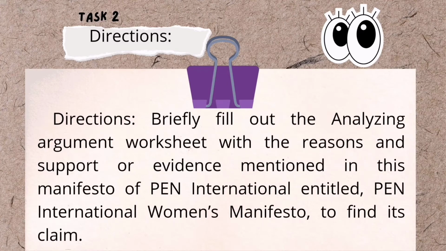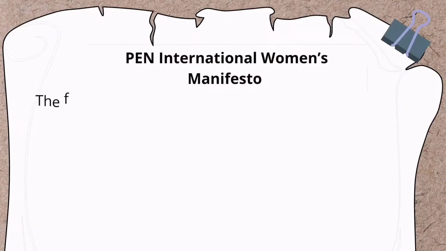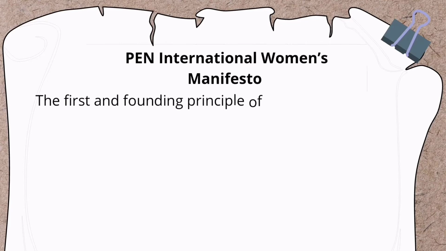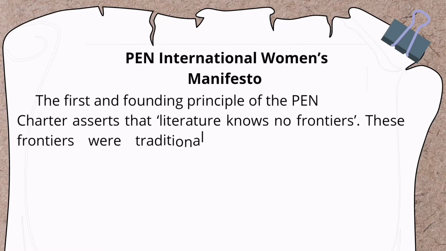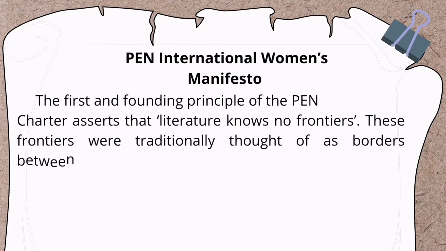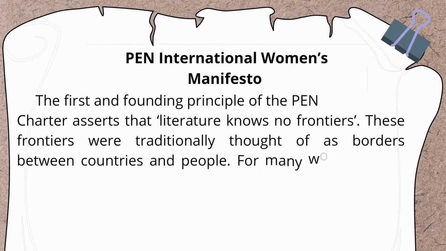Directions. Briefly fill out the Analyzing Arguments worksheet with the reasons and support or evidence mentioned in this manifesto of PEN International entitled PEN International Women's Manifesto to find its claim. PEN International Women's Manifesto, the first and founding principle of the PEN Charter, asserts that literature knows no frontiers. These frontiers were traditionally thought of as borders between countries and people.